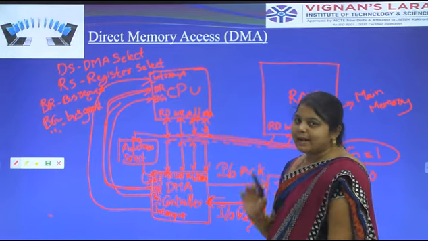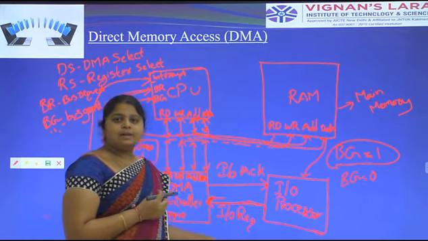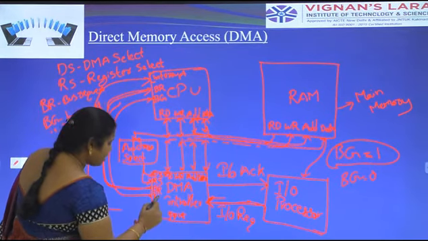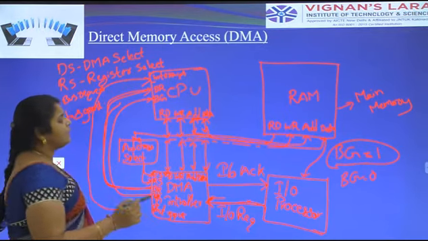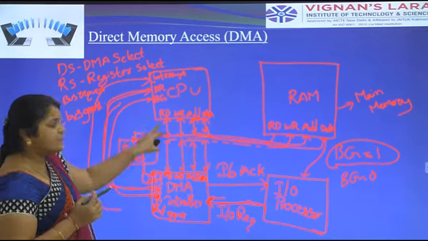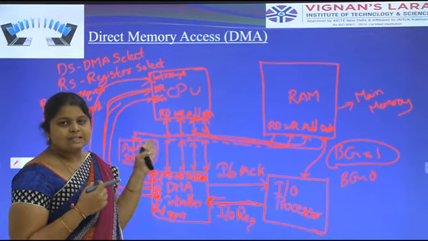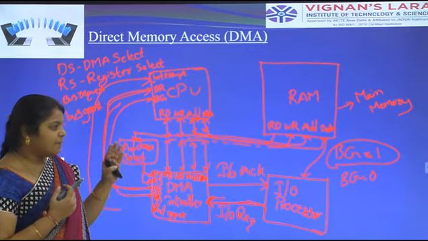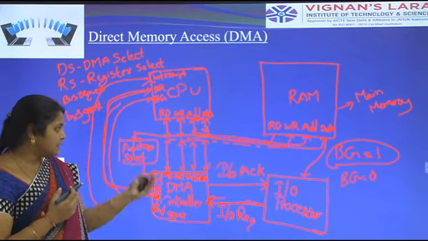Okay, if bus grant is equal to 1, the DMA controller will be provided the bus. If bus grant is equal to 0, the CPU can access the bus. With the help of the bus, the CPU can access the memory. Okay, that is the meaning of BG equal to 1 and BG equal to 0.